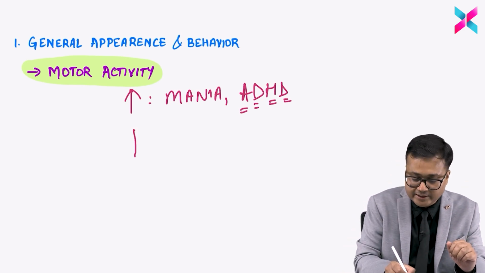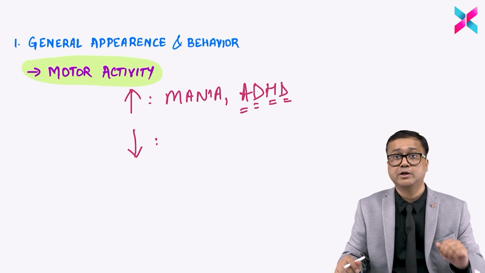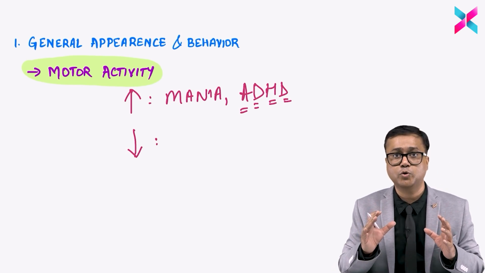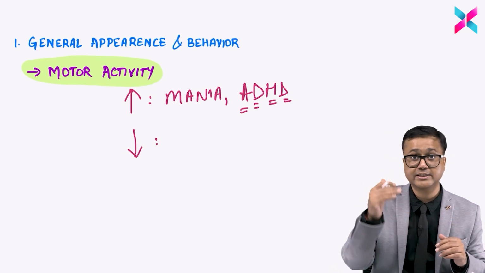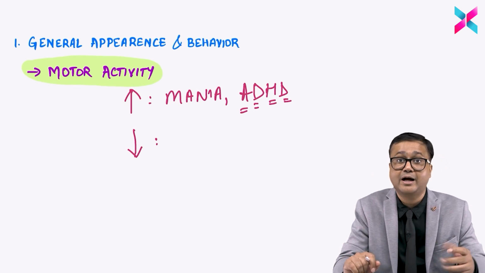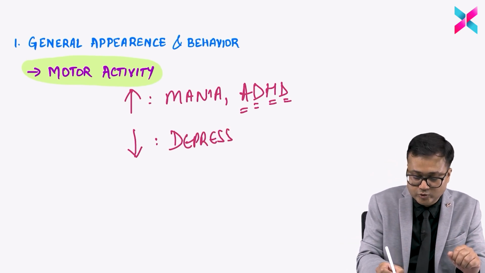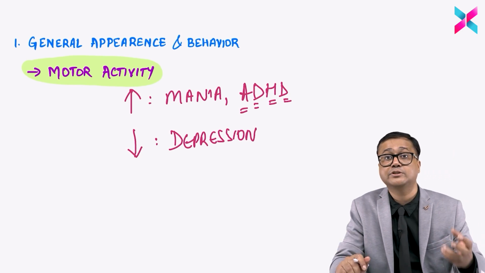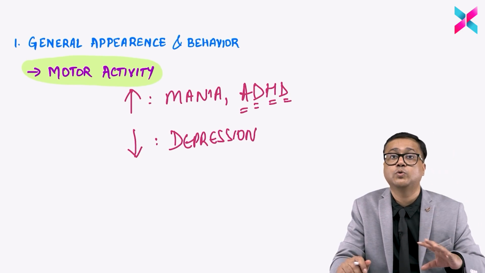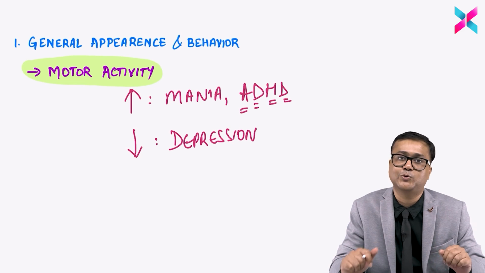Sometimes we see that the motor activity may be low. The person is walking very slowly, moves very slowly. So there is a decrease in the motor activity. Again, this is seen in certain conditions such as depression, which is also a mood disorder in which the person's mood is low and the energy levels are low. So the motor activity may be reduced.